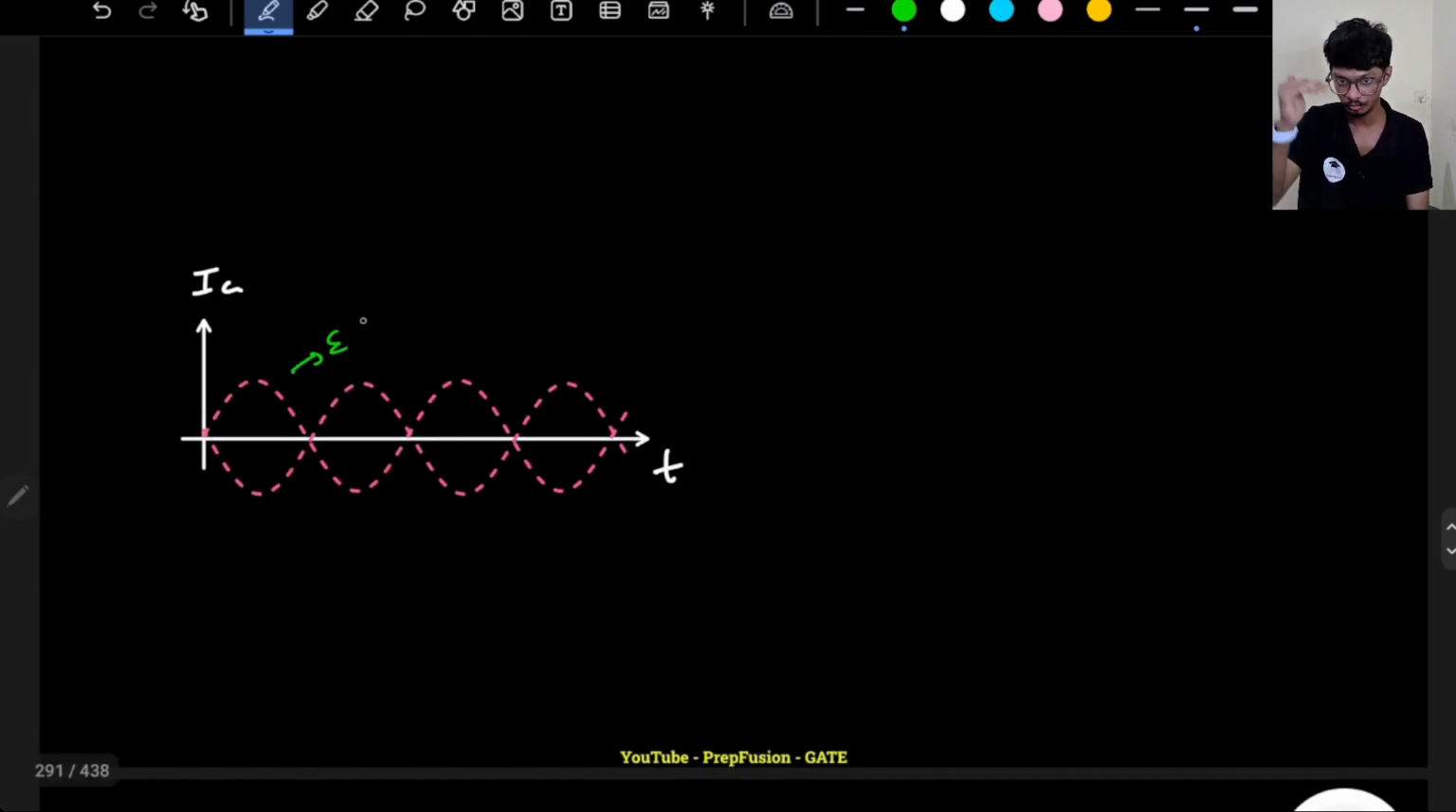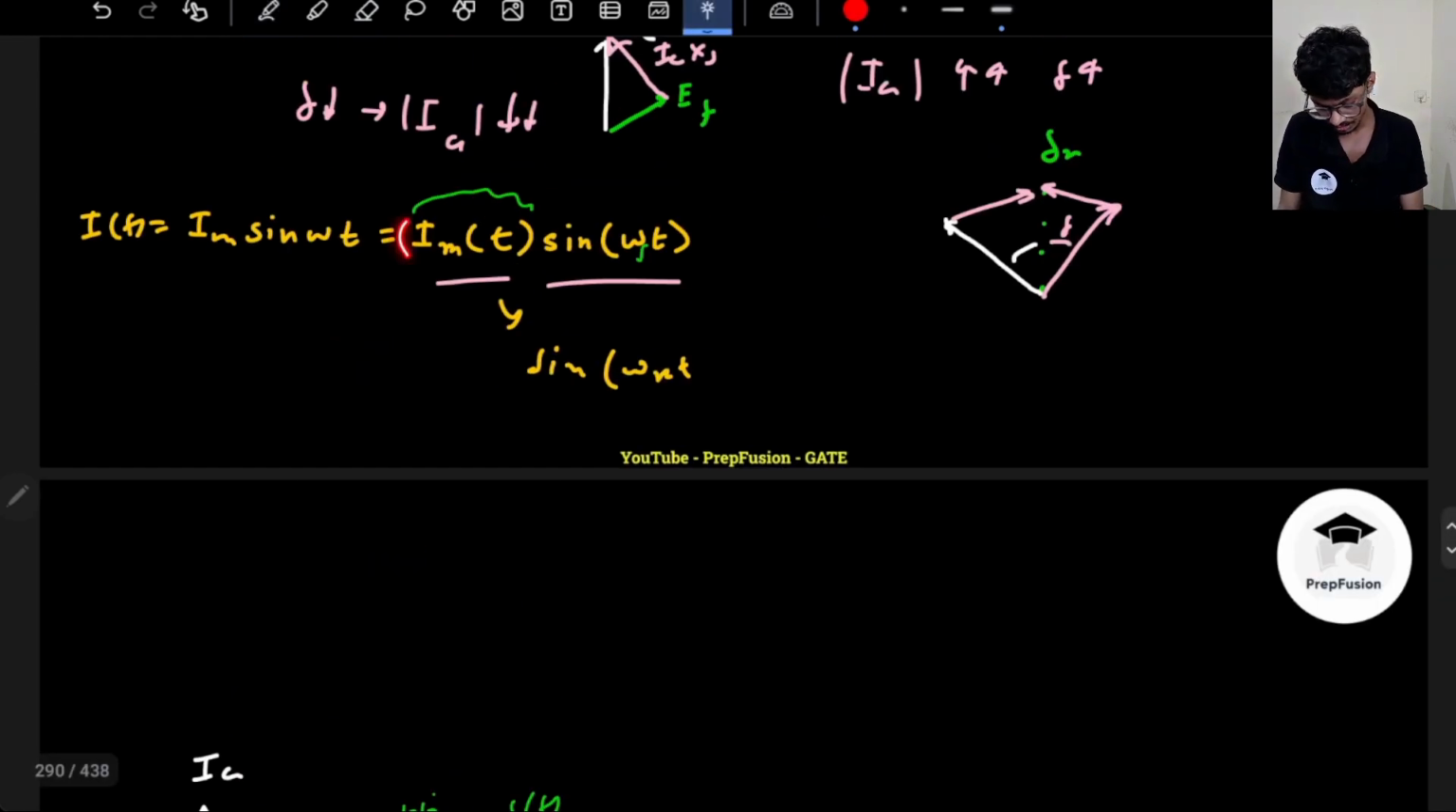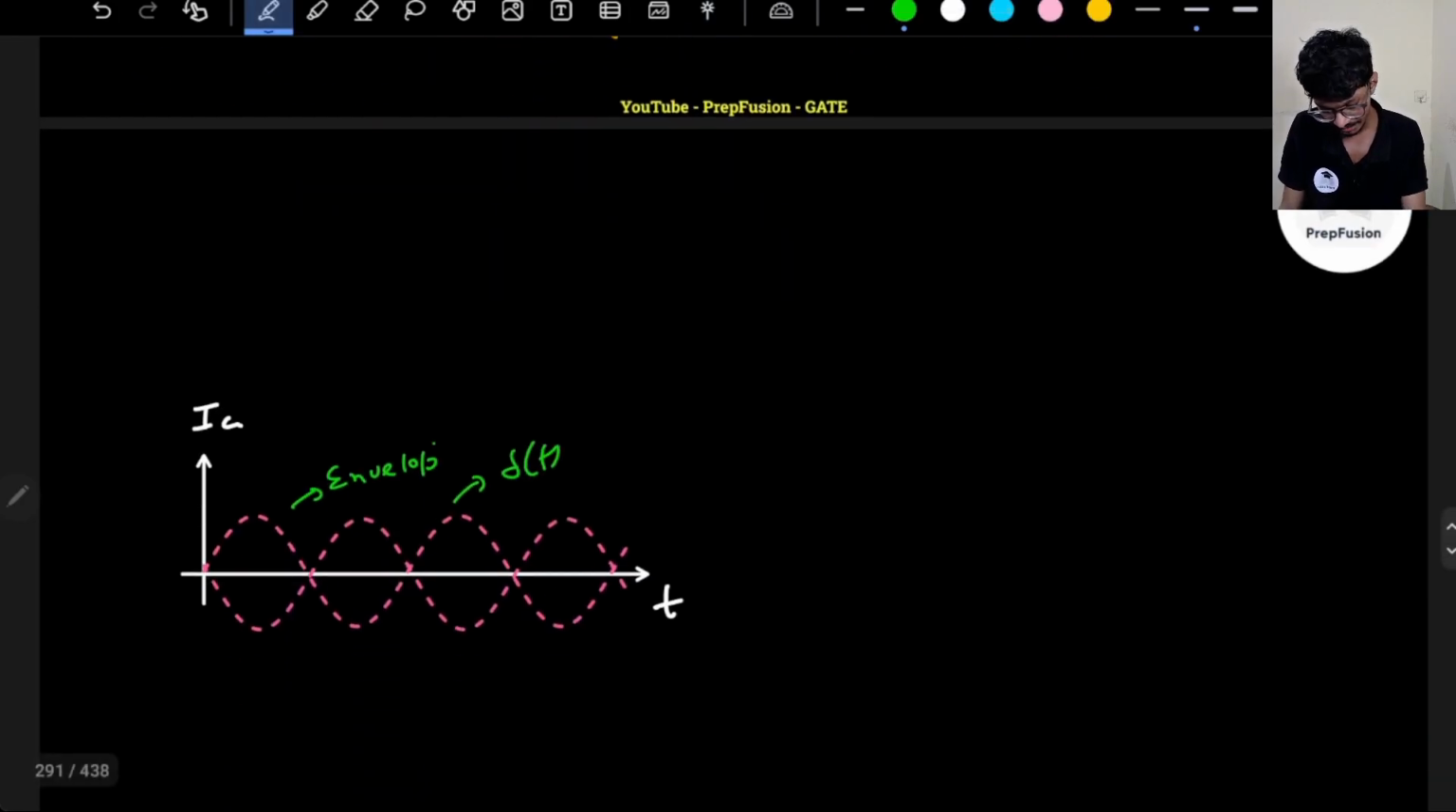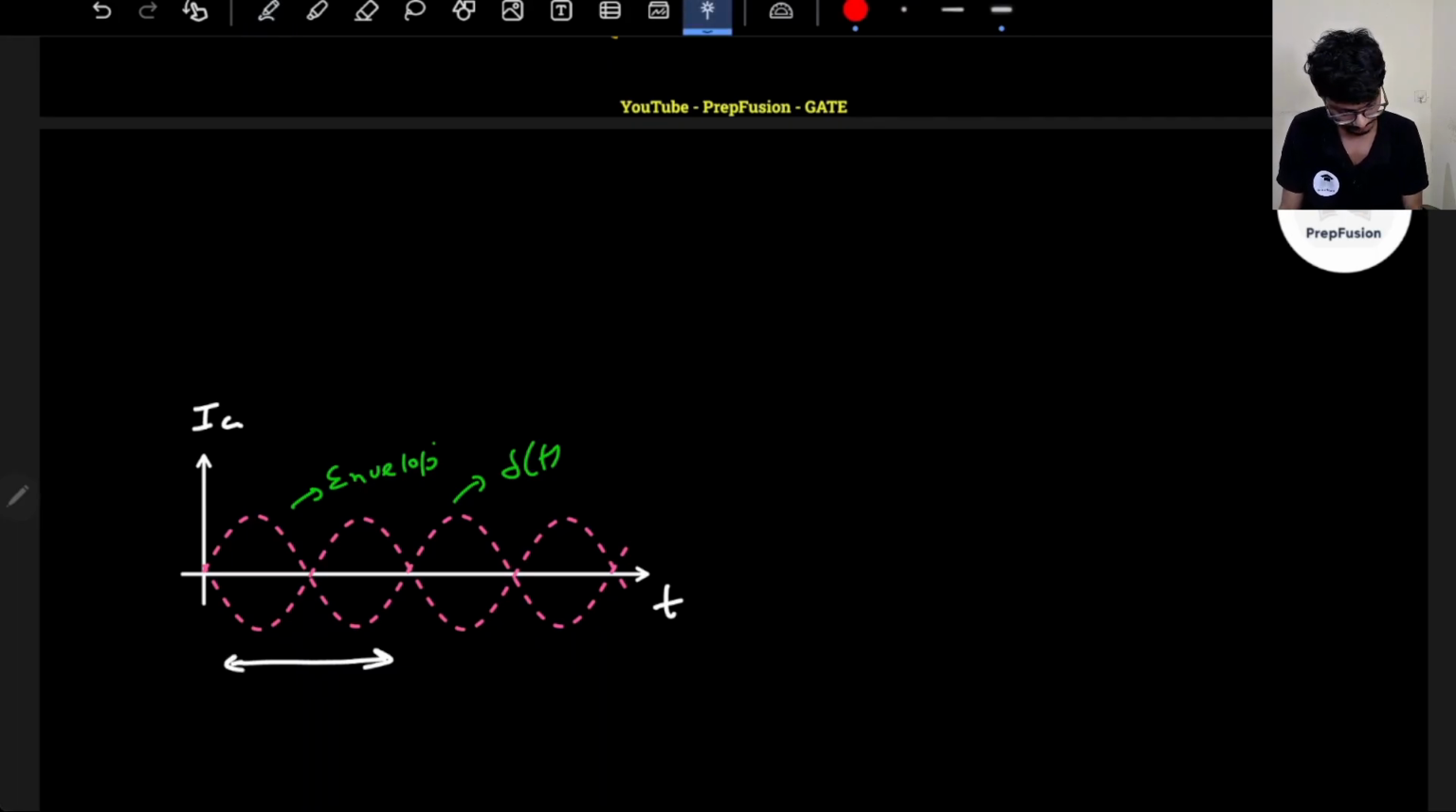So for the envelope, you draw both sides. You will study this in signals and systems. Okay, envelope. What is this? This is the frequency of delta of t. This graph is basically the ghost graph of delta of t, right? This graph is basically Im of t, omega x. So this will have some time period t.